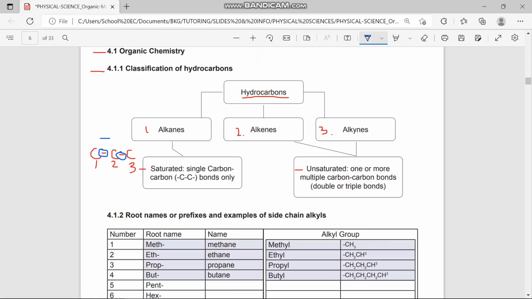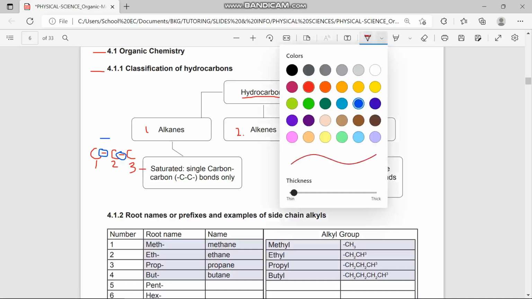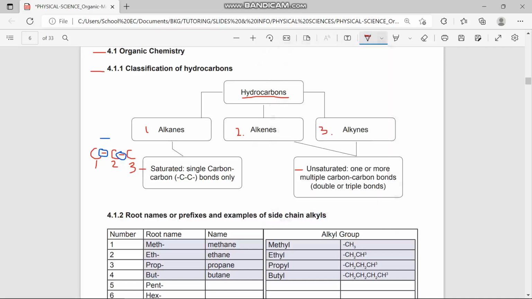So let's go to alkenes. Why are alkenes unsaturated? Let's verify. For alkenes, let's say we have prop, 1, 2, 3. The reason I'm saying prop is to just have three C atoms. It can be propane, propene, or propyne. So under alkenes, it can be propene.